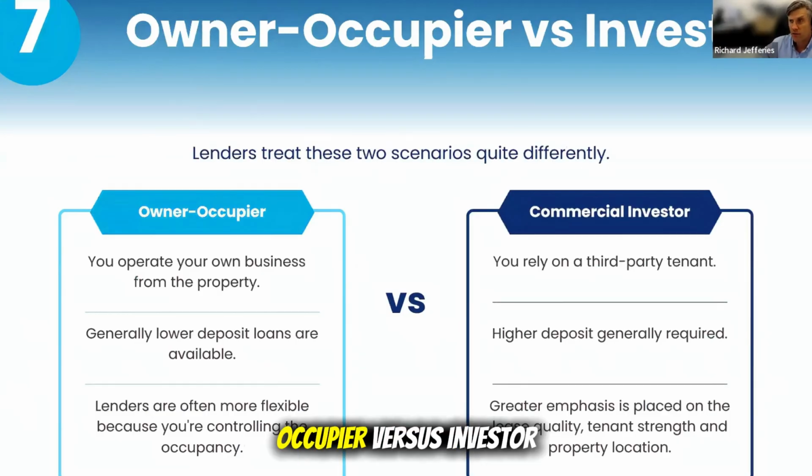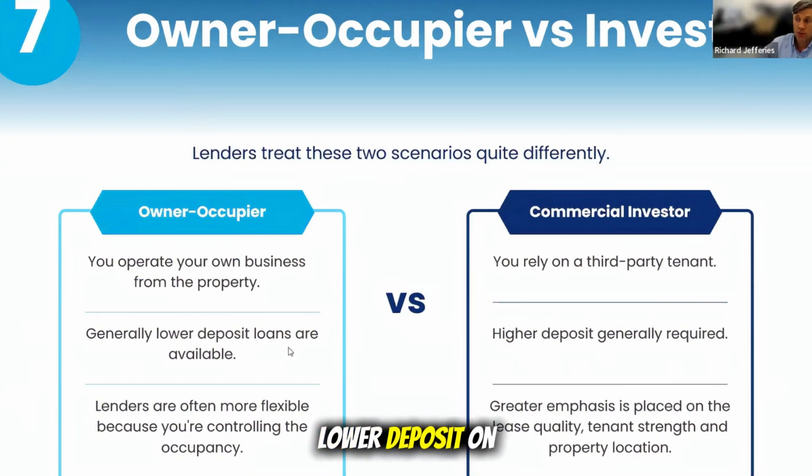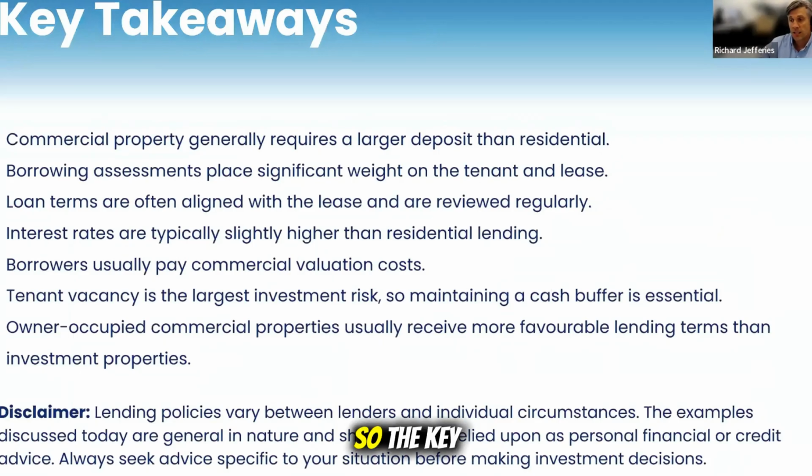With owner-occupier versus investor in commercial property, the commercial investor is relying on the tenant, whereas the owner-occupier relies on the borrower themselves and their trading business. There's a lower deposit for the owner-occupier and a higher deposit for the commercial investor. Lenders probably see that owner-occupiers are going to fight hard to make repayments as opposed to investors. So the key takeaway is that commercial property generally requires a larger deposit.